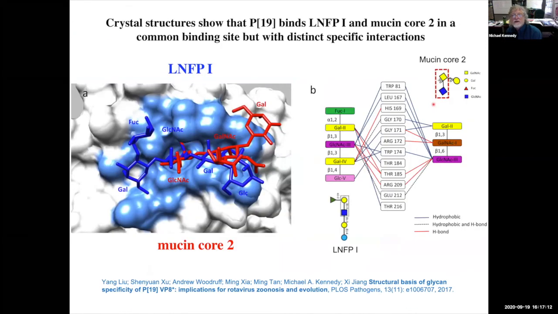So just one more point about P19 is that here we have an overlay of the binding of the mucin core in red and the secretor positive glycan shown in blue. And you can see the molecules hang off the binding site a little bit differently in either direction, but what's common again is that disaccharide H1 type precursor where it binds in that binding site.